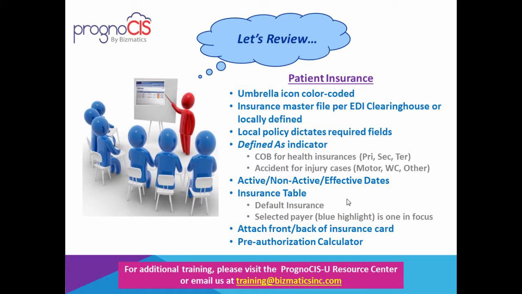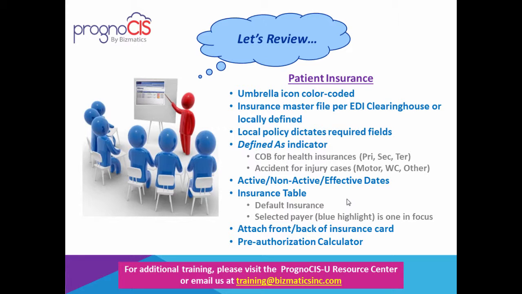So in review, patient insurance is accessed throughout the system using the umbrella icon, which is color-coded as to whether or not there is an insurance record present. Your insurance master file will be based upon your EDI clearinghouse if you're using the prognosis practice management, or it can be locally defined. Local policy will dictate exactly what fields are required when populating the insurance, whereas the subscriber ID is the only mandatory field.